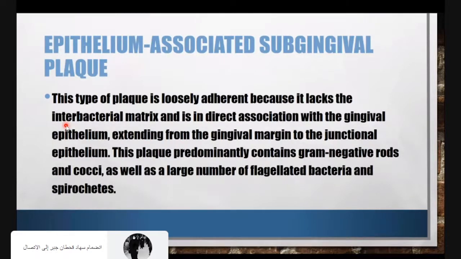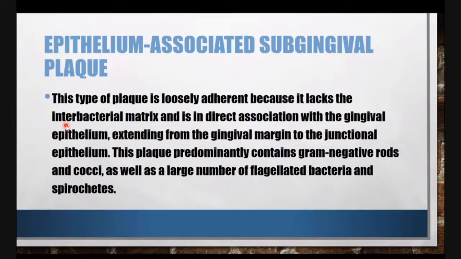Epithelium-associated subgingival plaque is mainly gram-negative bacteria. It is not adherent, because it is attached; it lacks an interbacterial matrix and is in direct association with the gingival epithelium, extending from the gingival margin to the junctional epithelium, meaning it is located on the surface of the gingival sulcus. These plaques predominantly contain gram-negative rods, cocci, as well as a large number of flagellated bacteria and spirochetes.